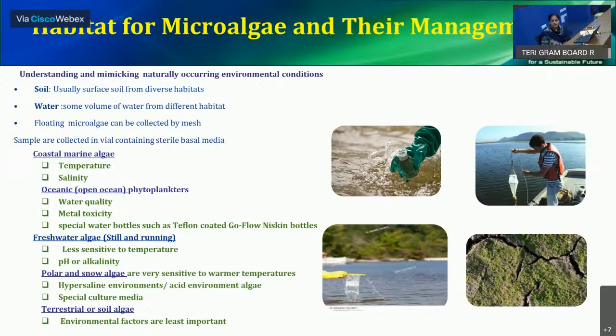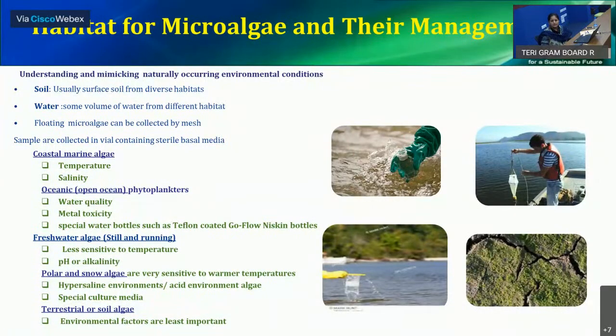And also there are a few floating microalgae which we all can see in the static ponds and the lakes. They are growing at the surface, so we can collect those microalgae very easily by using a mesh or a muslin cloth and a sieve. Once you have collected the samples, they are collected in a vial which contains an enriched media. It can be a basal media or a media containing nitrogen, phosphorus, and magnesium. There are many different habitats.